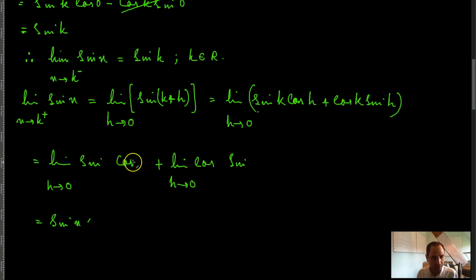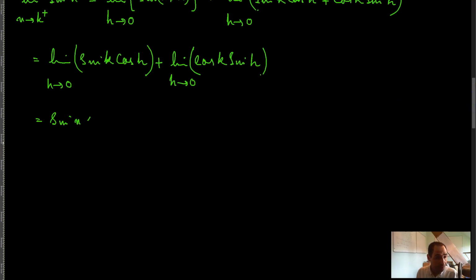And over here you have the limit of sine k cos h plus cos k sine h. This is equal to sine k times, as h tends to 0, cos of 0, plus cos k sine 0. You know that sine 0 is equal to 0, so this whole thing becomes 0. Cos 0 is 1, so this is equal to sine k.